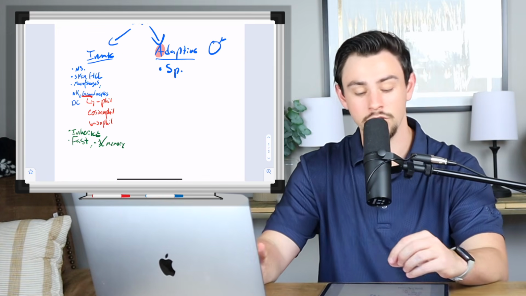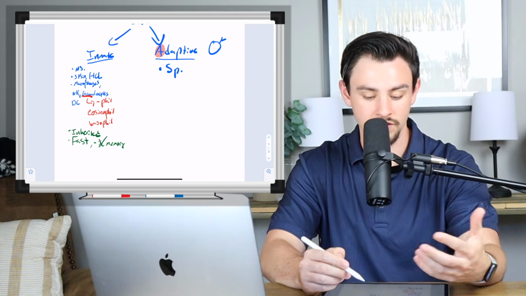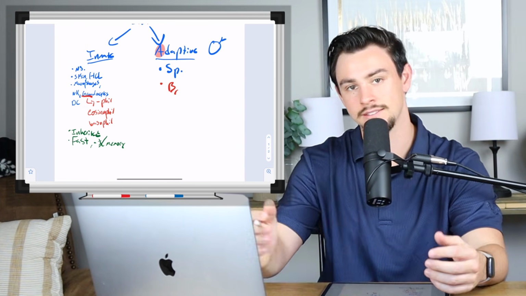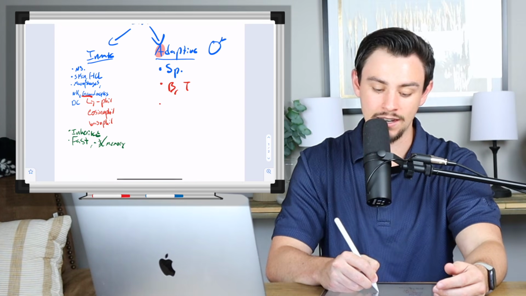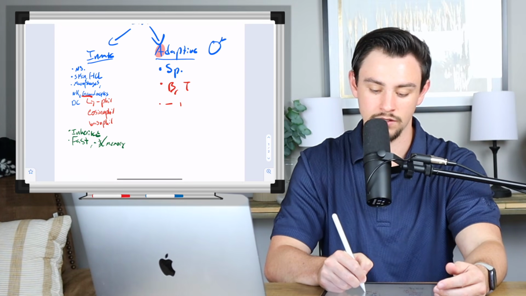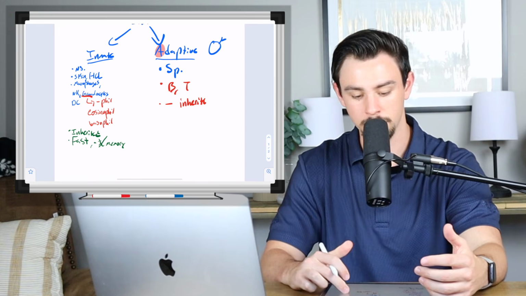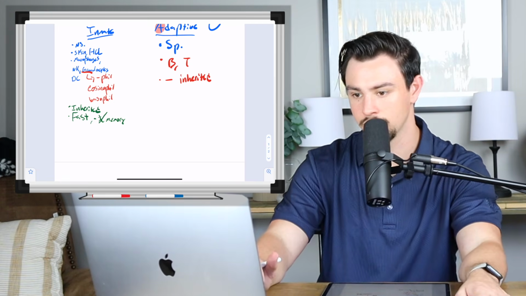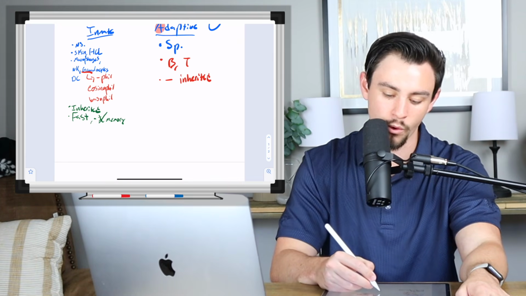The adaptive immune system, we already talked about how it's specific, but as far as the cells that make it up, you really are focused on B and T cells. It is not inherited. So this is something that you have to develop. You have to adapt to your surroundings by getting this immune system. And it's also real slow.